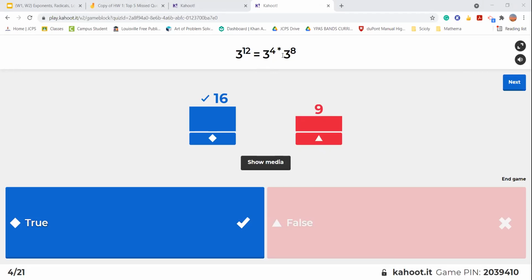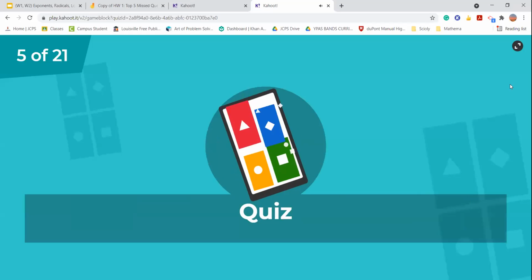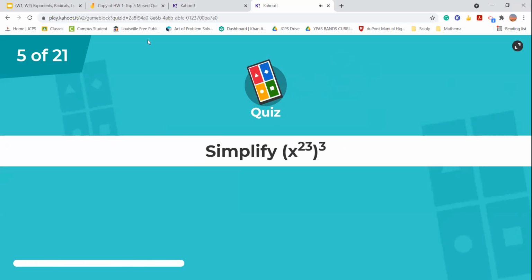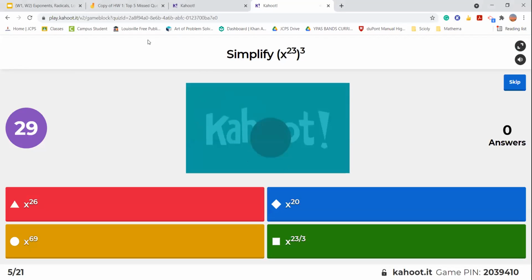So yeah, this one is pretty simple. You add the exponents, so it's true. Oops, I skipped that. Nice.